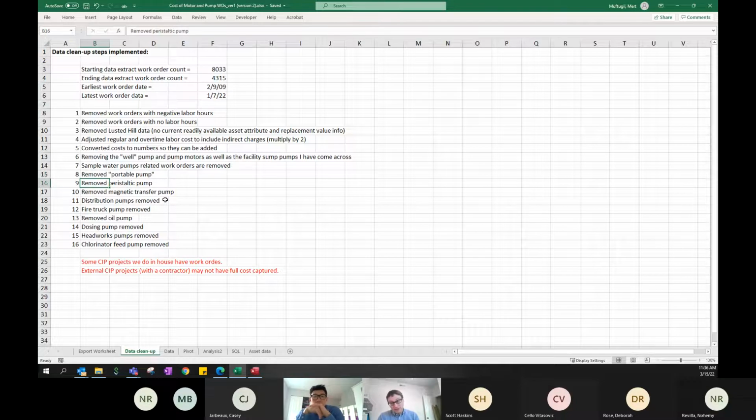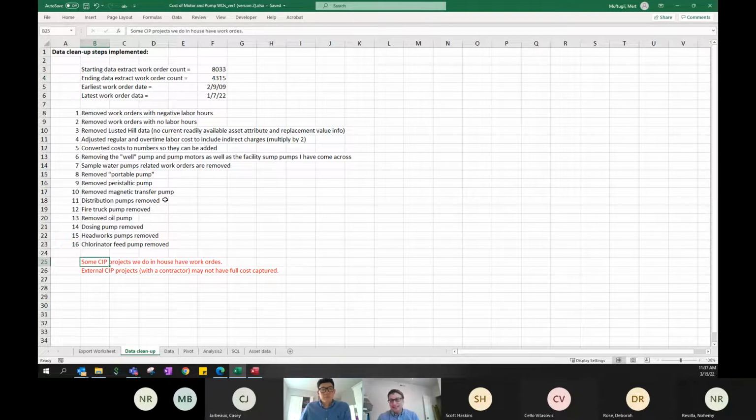I removed peristaltic pumps, similar, PD, different ball game. Same thing with magnetic transfer pumps. That was one distribution pump to move some chemicals around tanks, so that's not really the same thing as a pump station pump. There was a fire truck pump. We were tracking it, I don't even know why, but I removed it. I removed the oil pump, and the chemical dosing pumps, because they are not the same thing. They are relatively small things, again a different ball game. And then I removed the treatment system tanks. Again, I don't have the attribute data to make that work, like the cost or even the install date.